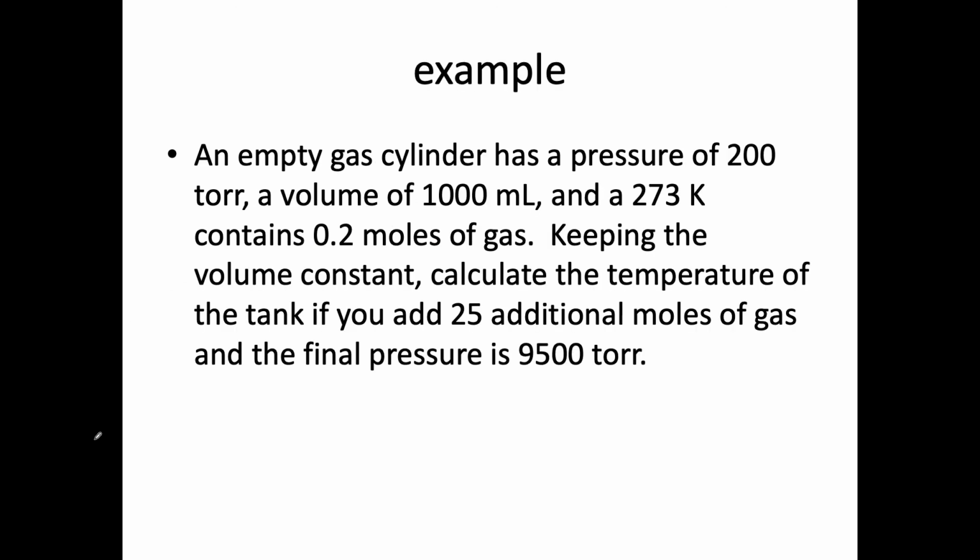So I have an empty gas cylinder that has a pressure of 200 torr, volume 100 milliliters, and a temperature, and contains 0.2 moles of gas, keeping the volume constant. So V is constant. I said so. Calculate the temperature of the tank. So we're looking for T when you add 25 additional moles. So n1 plus 25 is equal to n2. And the final pressure is 9,500 torr. So volume's constant. So let's look at this.